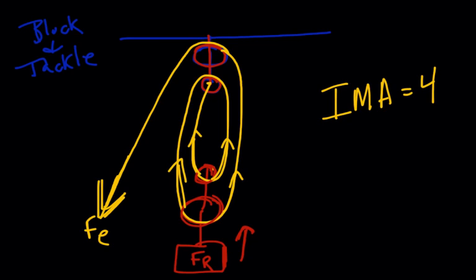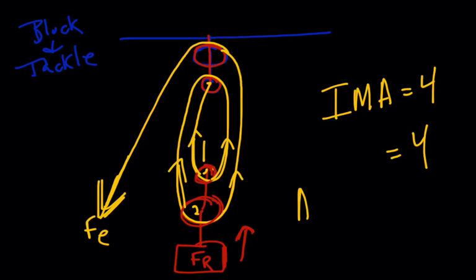Remember that I think the easiest way, though, is count the movable pulleys, which is this one and this one, right? And take it times 2. Take all movable pulleys times 2, and that's your ideal mechanical advantage. So I have two movable pulleys times 2, of course, is 4. That'd be my ideal mechanical advantage.